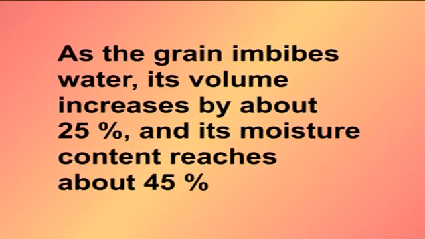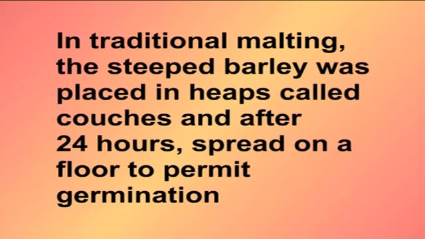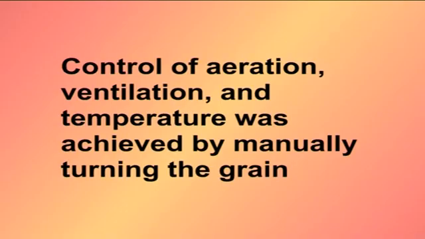Germination. In traditional malting, the steeped barley was placed in heaps called couches and after 24 hours spread on a floor to permit germination, because respiration of the grain causes oxygen to be taken up and carbon dioxide and heat to be produced. Control of aeration, ventilation and temperature was achieved by manually turning the grain.